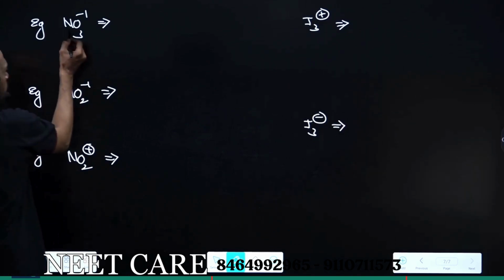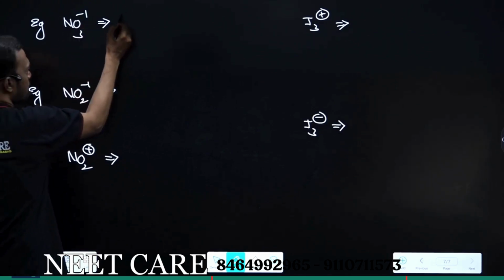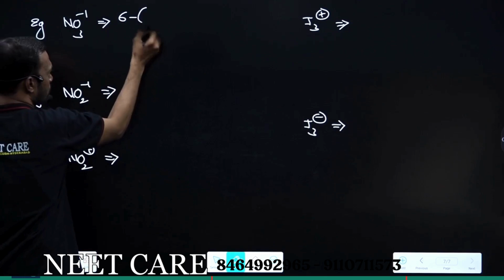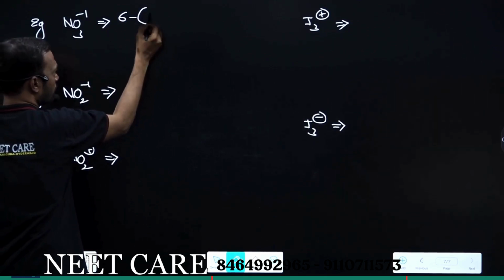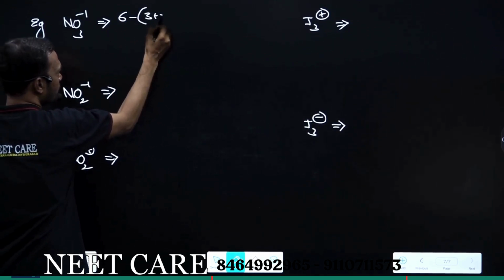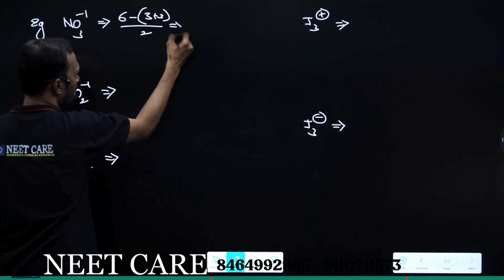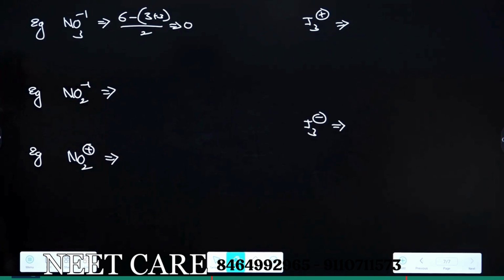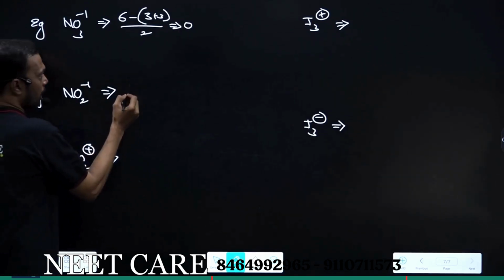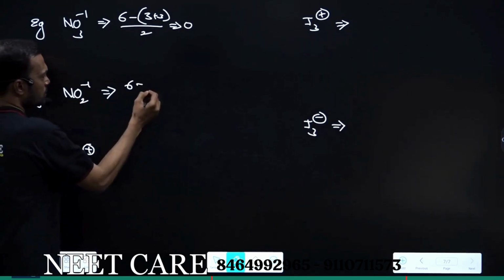Nitrogen belongs to which group? 5. 5 plus 1, 6 minus. Every oxygen carries 1 sigma and 1 pi. So can I say directly 3 plus 3, divided by 2? How many lone pairs? 0. Simple.